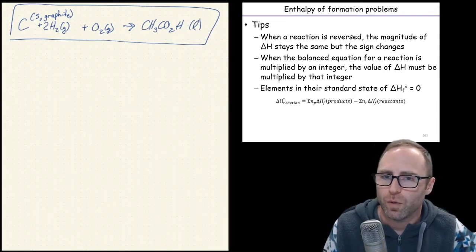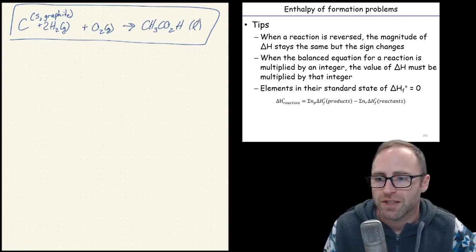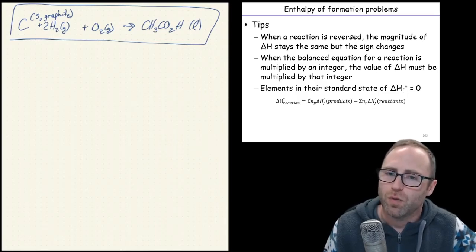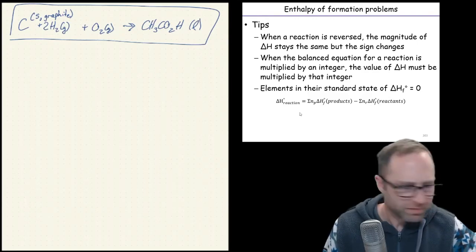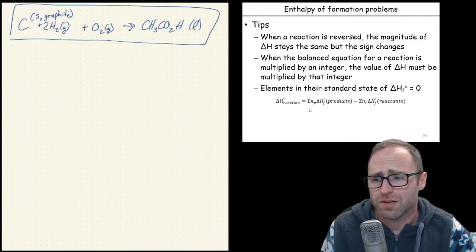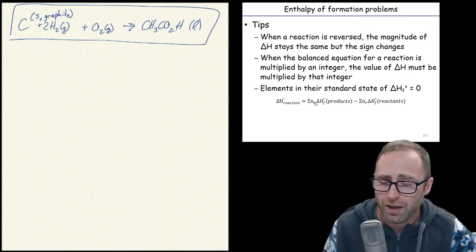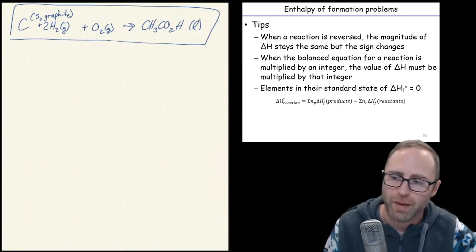Always look for your equations to not be balanced, because if they aren't balanced and you start plugging numbers in, specifically for those moles, you're going to end up with a wildly incorrect answer. So make sure that your equations are balanced properly, and that when it comes time to start solving for things, you use that stoichiometric coefficient as part of your math.